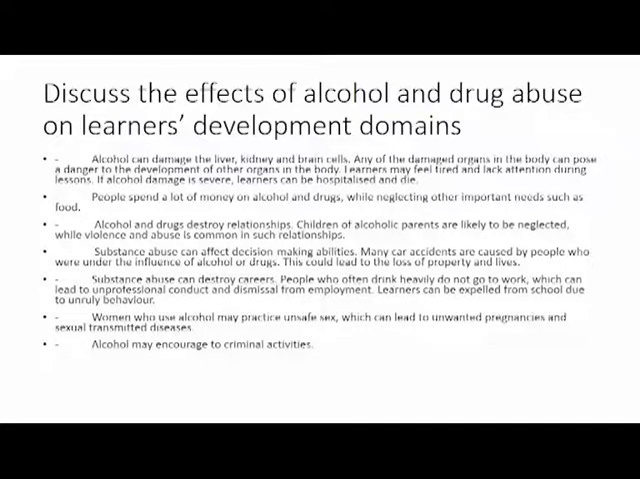Alcohol can damage the liver, kidney, brain. People spend a lot of money on alcohol, neglecting the important needs such as food and so on. Alcohol and drugs destroy relationships. Children of alcoholic parents are likely to be neglected, and they also experience a lot of violence at home. Substance abuse can affect our decision making abilities. We can decide to do something, but because we were under the influence of alcohol, we end up doing something that we never thought of doing.